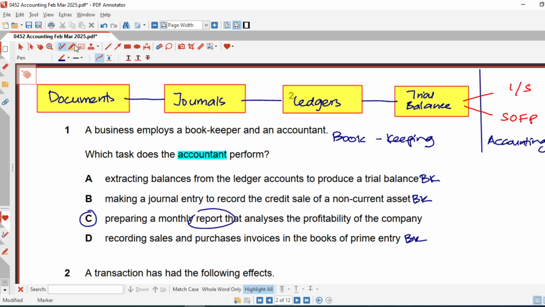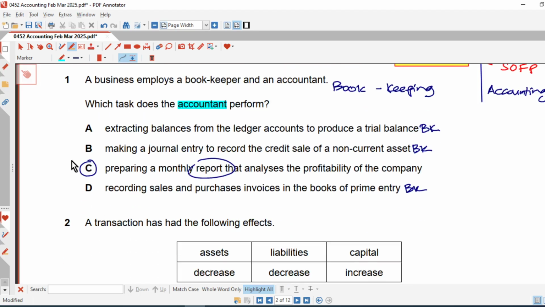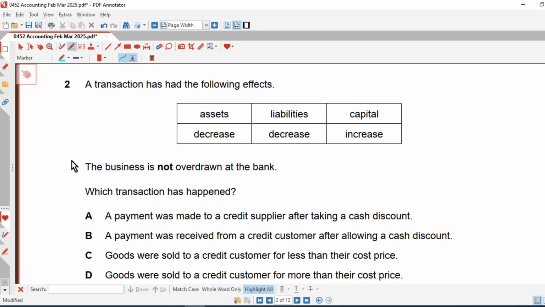Now let me bring you over to question 2. A transaction has had the following effects. So there's a decrease in asset, a decrease in liability, and an increase in capital. The business is not overdrawn at the bank. Now, which transaction has happened? What caused your assets and liabilities to decrease while your capital actually increases?